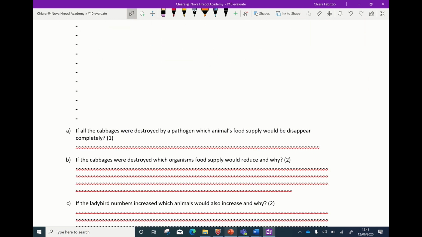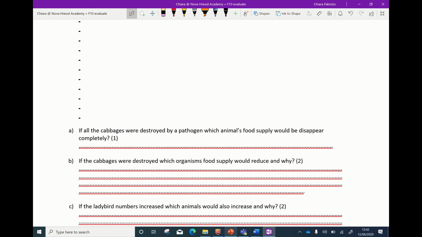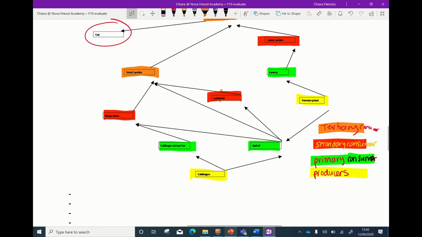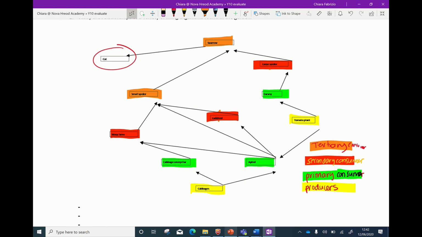And so question 1A is asking, if all cabbages were destroyed by a pathogen, which animal's food supply would disappear completely? So let's have a look. And I can see that I've got cabbages right here, which is my producer. So let's say that this completely disappeared. So which animal's food supply will therefore completely disappear? So I know that cabbage caterpillars, they only feed on cabbages. So if cabbages are gone, the cabbage caterpillar won't have any food. So the cabbage caterpillar will go completely.